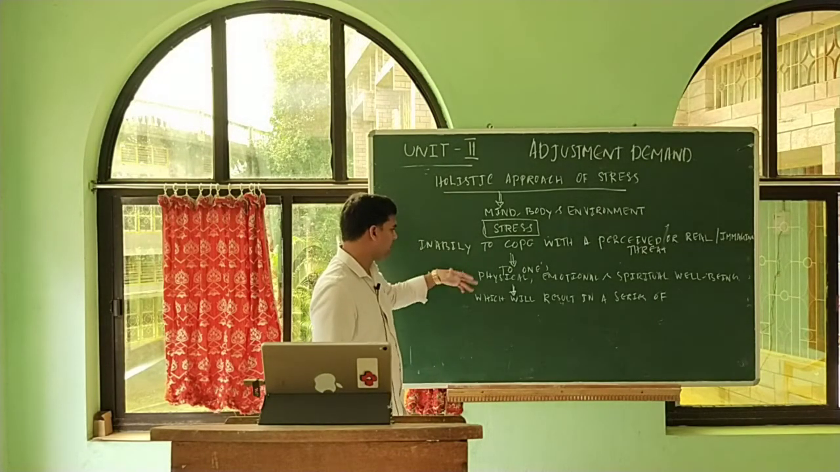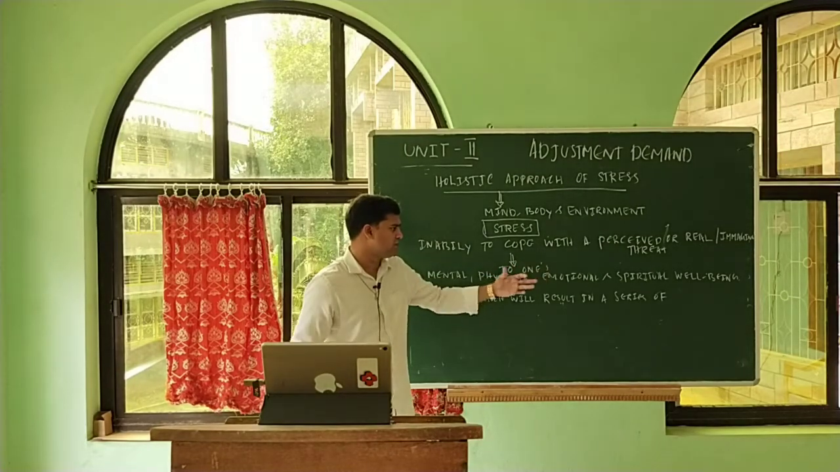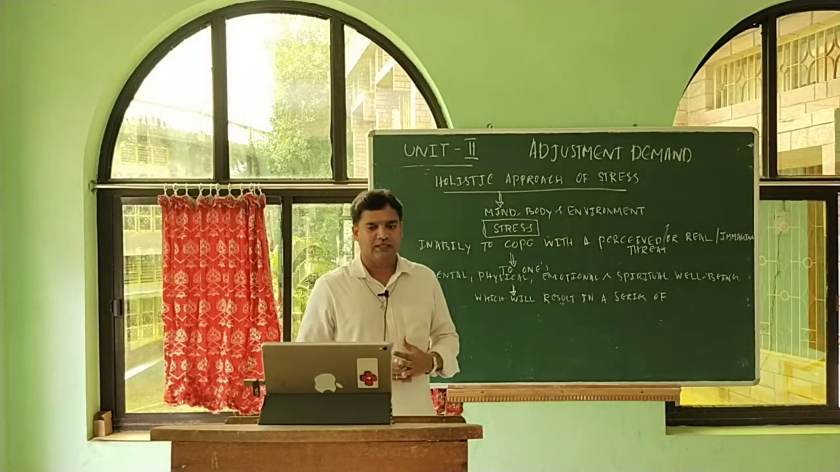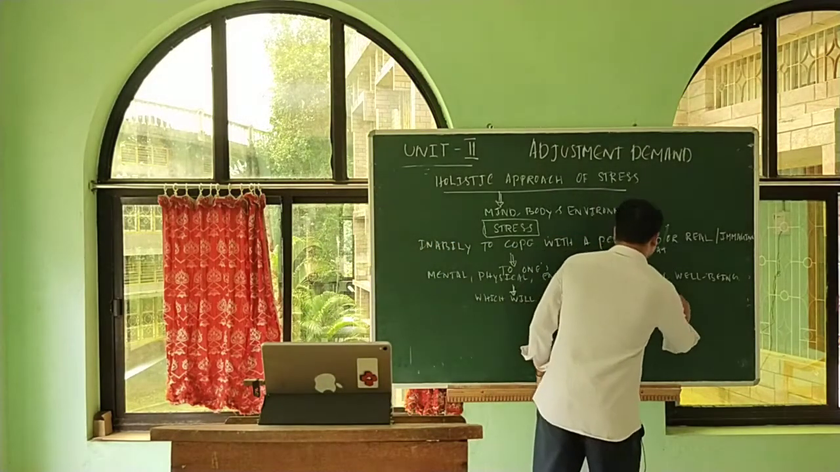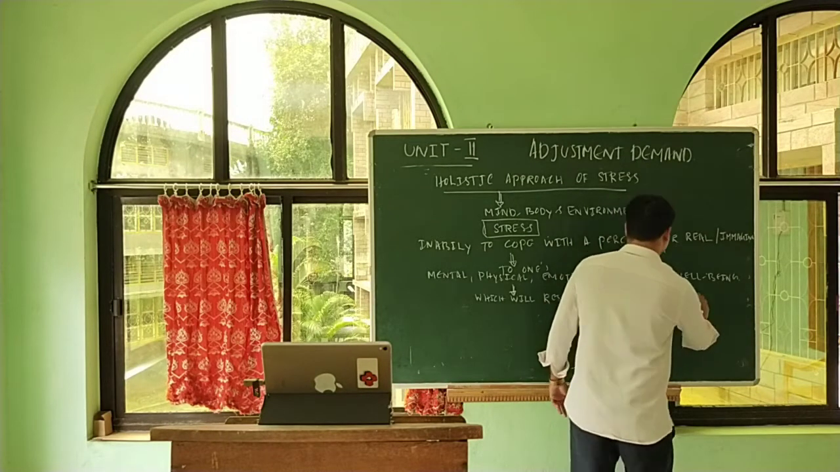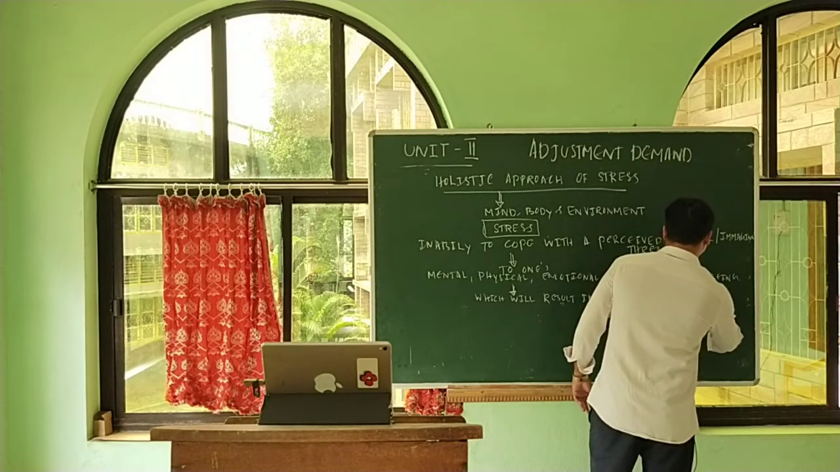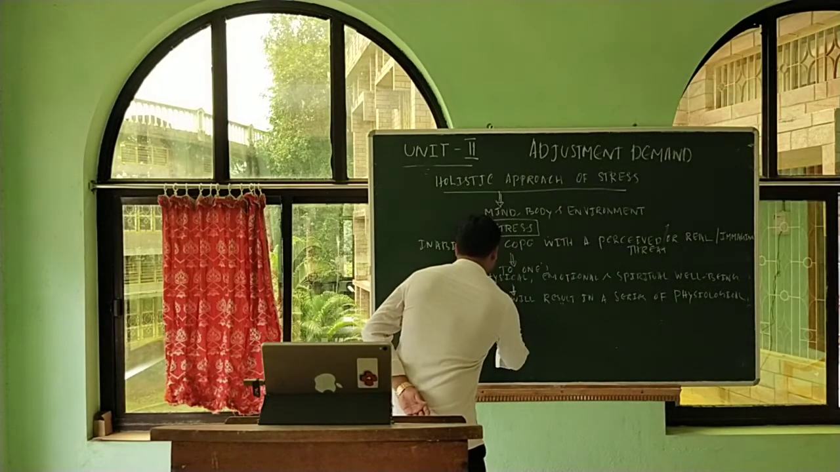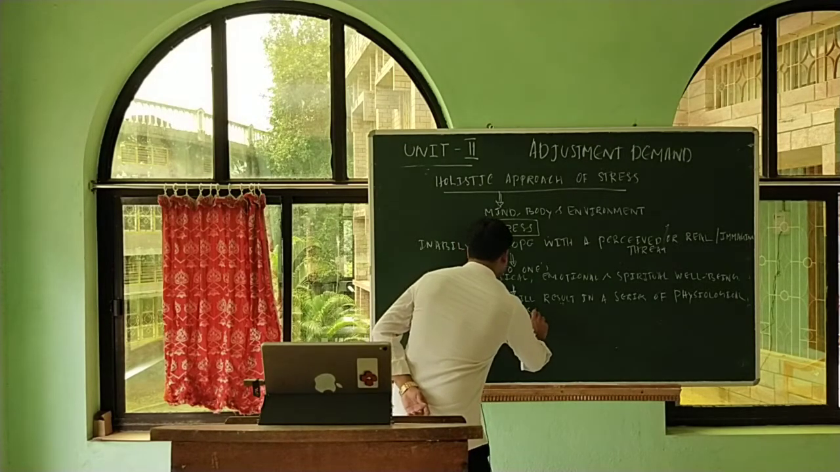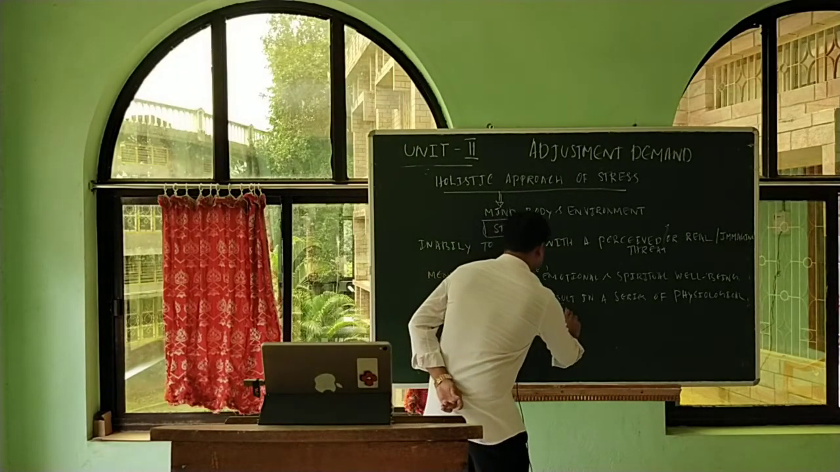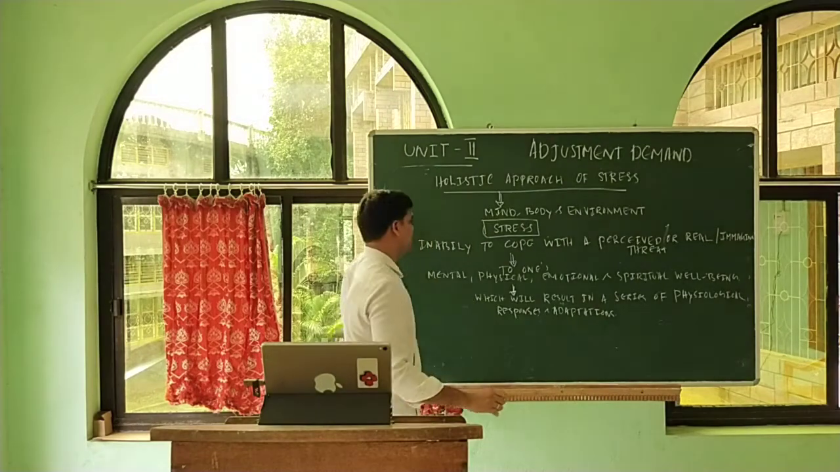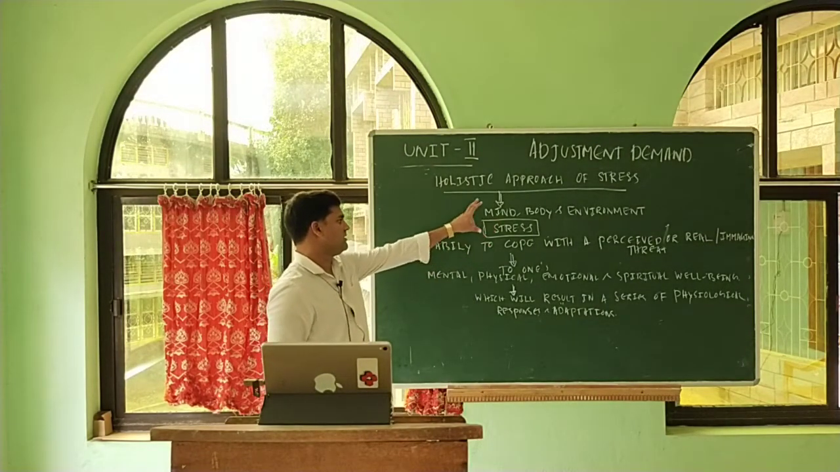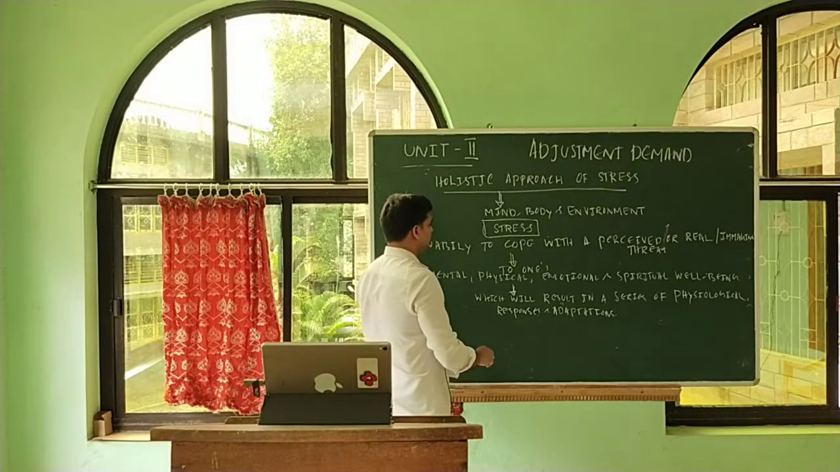So when I am affected, when my mind, body, emotions, or spiritual life is affected, then it will result in a series of physiological responses, meaning bodily responses and adaptations. So it is a holistic definition to understand, no? Holistic approach of stress. That means our mind, body, environment is involved.